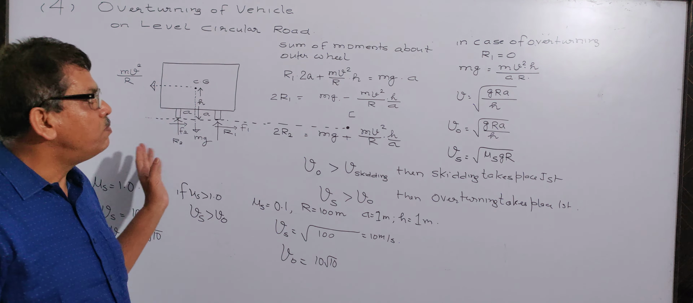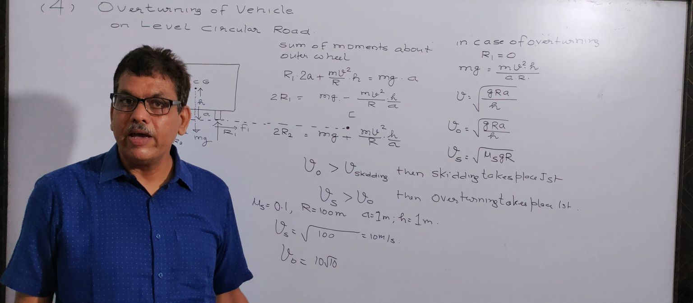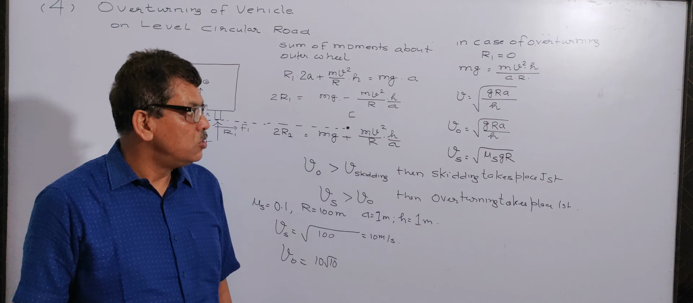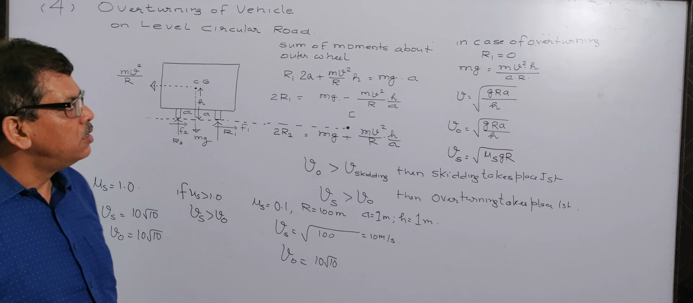So this is all about the circular motion of a four-wheeler vehicle moving on a circular track. So these are the different values.